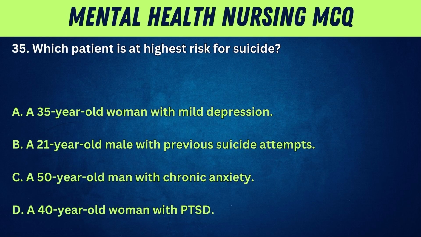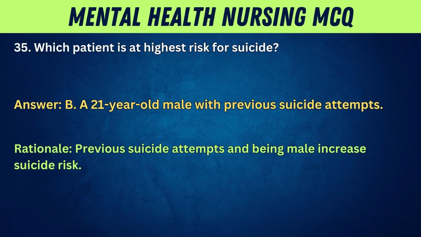35. Which patient is at highest risk for suicide? A. A 35-year-old woman with mild depression. B. A 21-year-old male with previous suicide attempts. C. A 50-year-old man with chronic anxiety. D. A 40-year-old woman with PTSD. Answer: B. A 21-year-old male with previous suicide attempts. Rationale: previous suicide attempts and being male increase suicide risk.